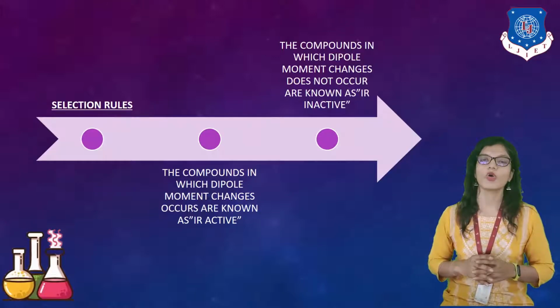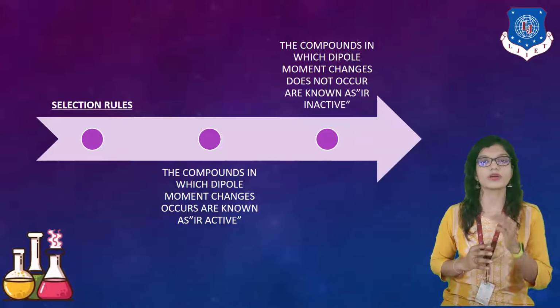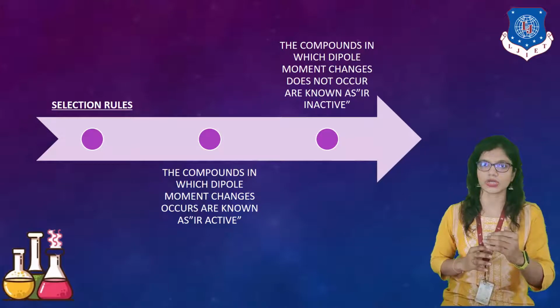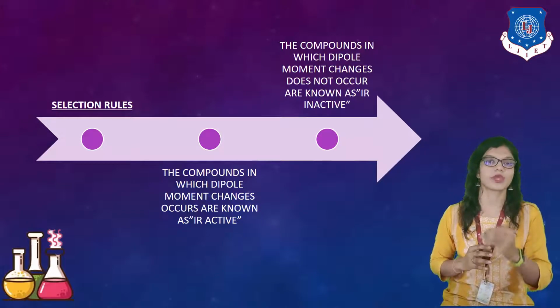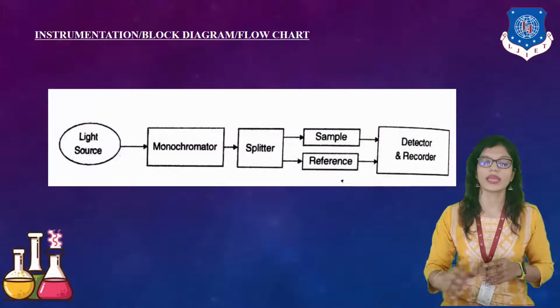Right? If we talk about the selection rules for IR spectroscopy, number one, the compounds in which a dipole moment change occurs are known as IR active compounds. So only the compounds which are IR active in nature get analyzed in IR spectroscopy. The second one is the compounds in which a dipole change does not occur, which are known as IR inactive compounds. Okay, two different kinds of criteria are there. Number one, IR active. Number two, IR inactive.